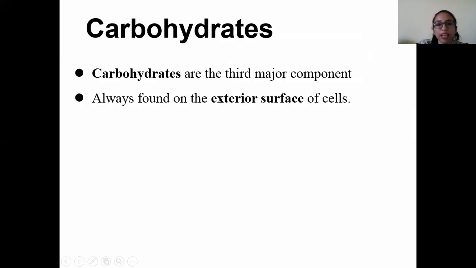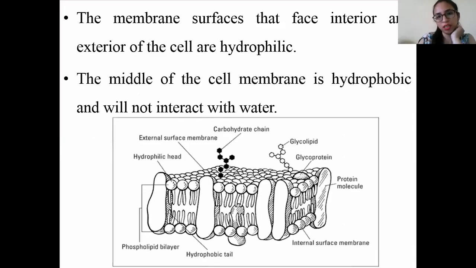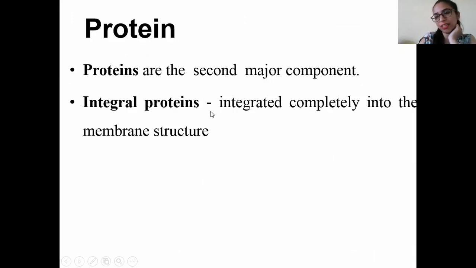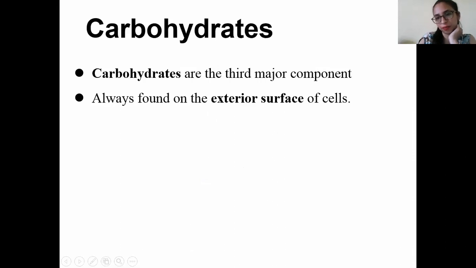Next is the carbohydrate. Carbohydrates are the third major component, and they are always found on the exterior surface of the cell. For example, this is my hand. This is the exterior layer and this is the interior layer. The carbohydrates are present on the top of the membrane. You can see this is the carbohydrate. They are present on the exterior layer of the cell membrane.